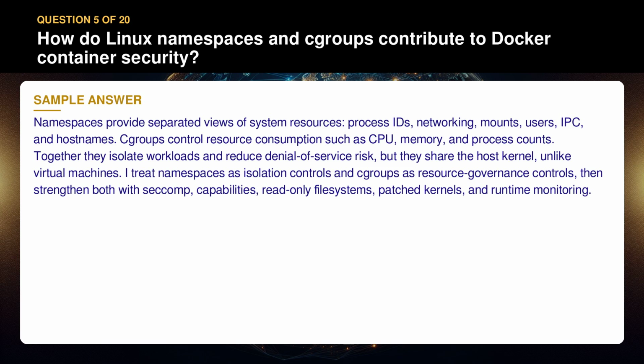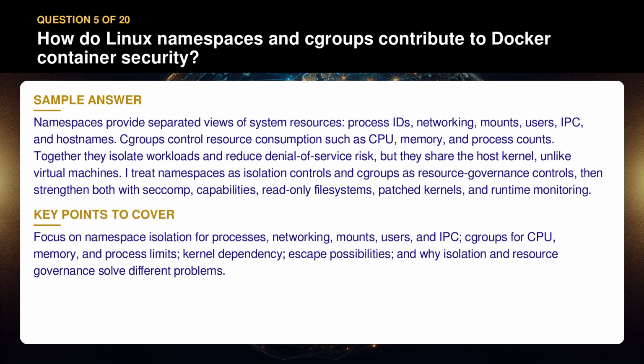I treat namespaces as isolation controls and cgroups as resource governance controls, then strengthen both with Seccomp, capabilities, read-only file systems, patched kernels, and runtime monitoring. Focus on namespace isolation for processes, networking, mounts, users, and IPC; cgroups for CPU, memory, and process limits; kernel dependency, escape possibilities, and why isolation and resource governance solve different problems.